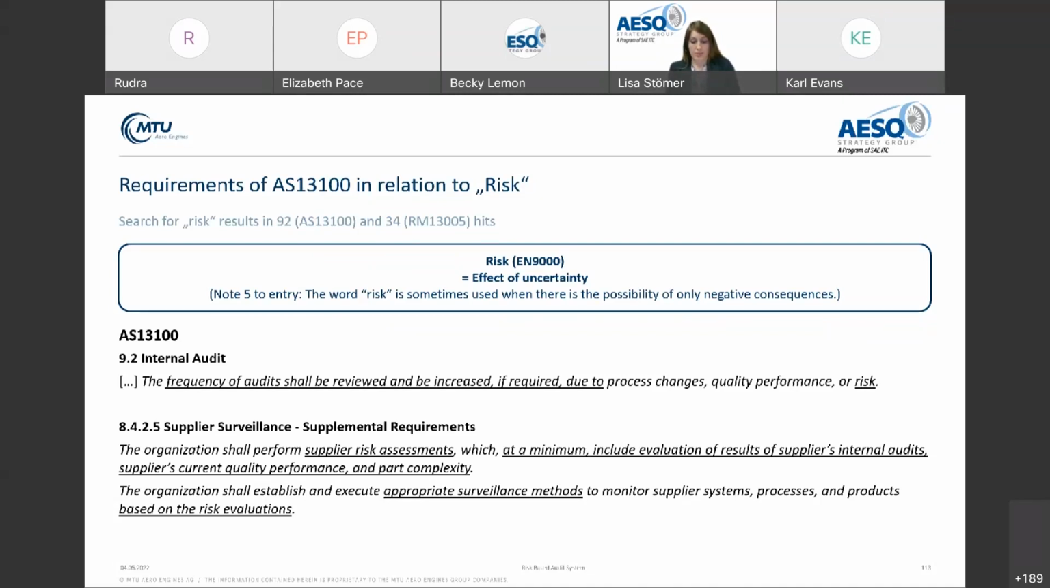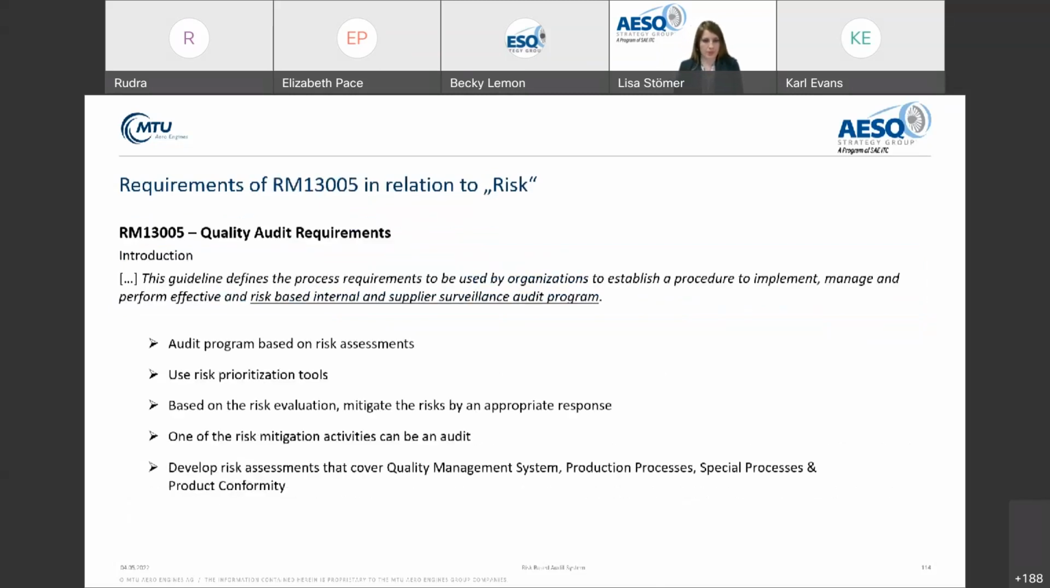And in addition, what does the reference manual require and recommend in relation to risk? Next slide, please. So when we look at the introduction chapter of the reference manual, this says, this guideline defines the process requirements to be used by organizations to establish a procedure to implement, manage, and perform effective and risk-based internal and supplier surveillance audit program. So what I did, I have collected the main recommendations the reference manual gives for this.